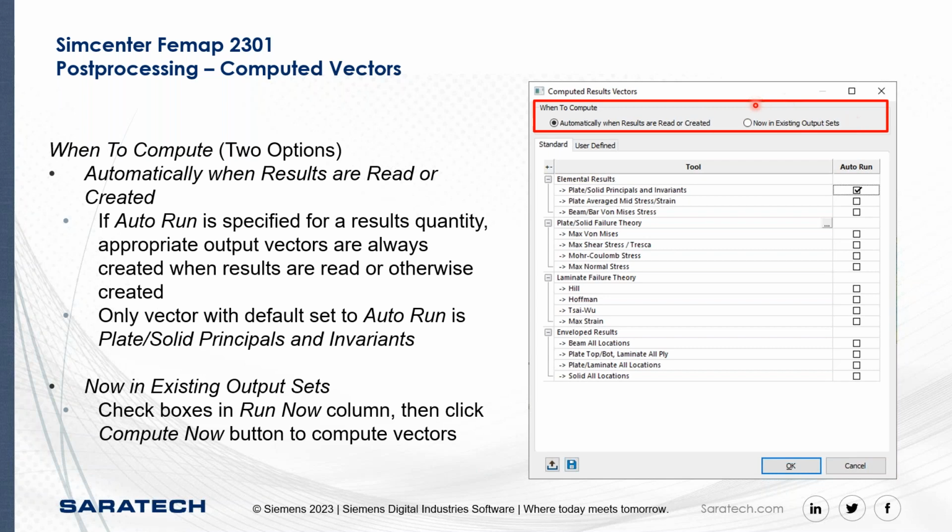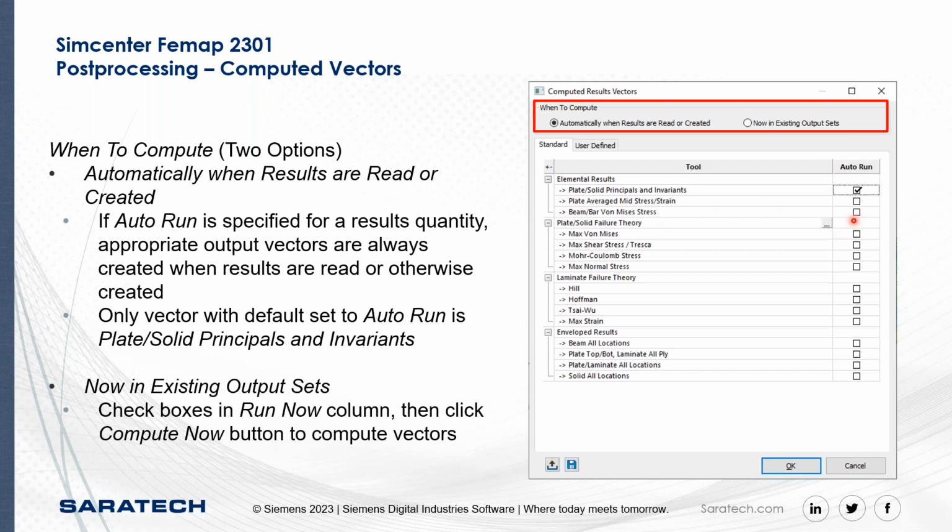Or if you've already had it run with the now existing output sets, you could just check and manually run each one of them after the model has been solved. And obviously, neither one of these creates the need to rerun the analysis. It's just using the existing F06 or the existing output and creating the option to display things graphically here.